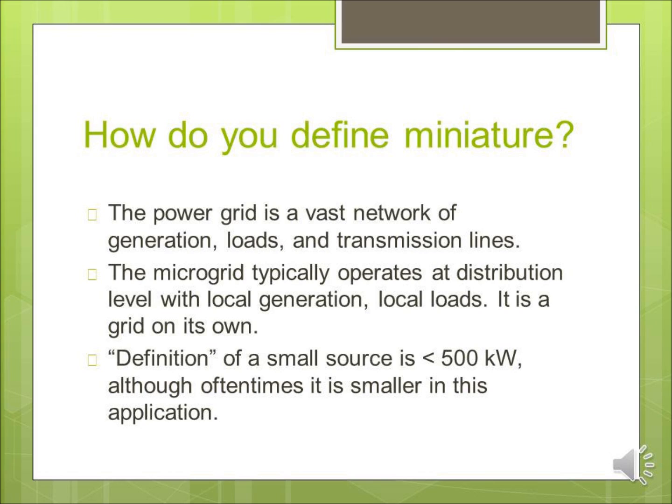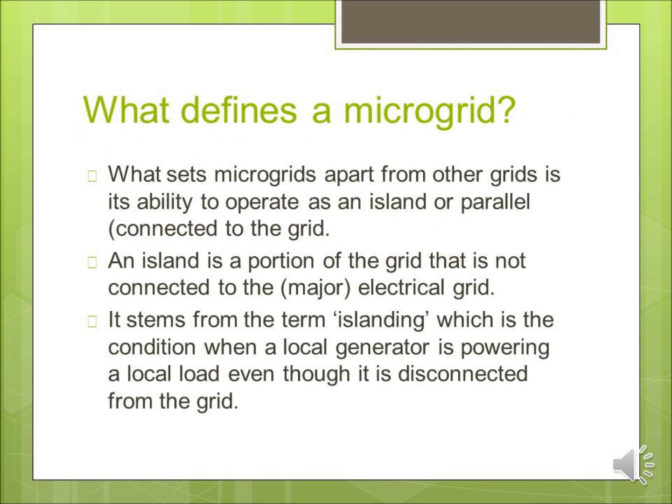An IEEE paper dated in 2001 has suggested the definition of a small source be less than 500 kilowatts. Oftentimes, individual distributed generation sources are smaller for this application, and other times they may be aggregated to produce over 500 kilowatts, like many test subjects in the United States. The main thing that defines a microgrid is its ability to operate connected or disconnected with the grid.